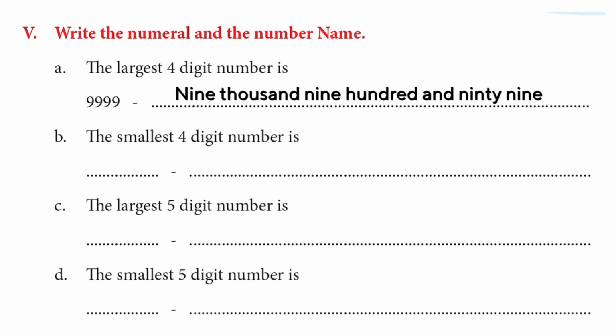We know the smallest 4-digit number is 1000. Yes, right? And then the largest 5-digit number and the smallest 5-digit number. We've learnt it, but if I tell you the answer, then it will be easier for you. So, you can write those as numerals and number names.